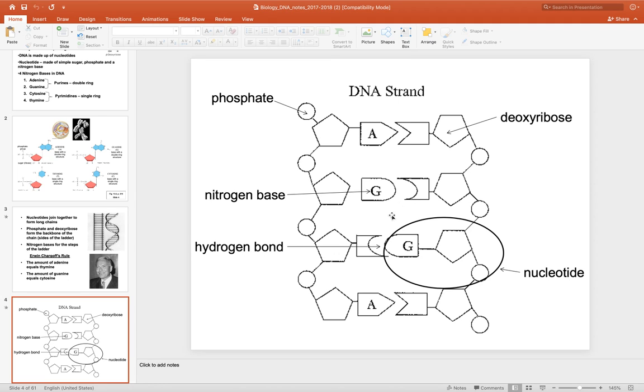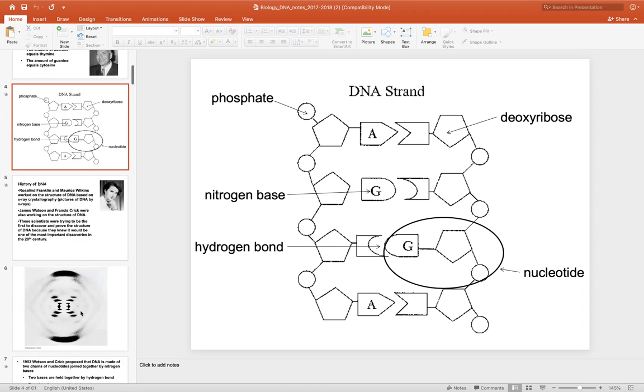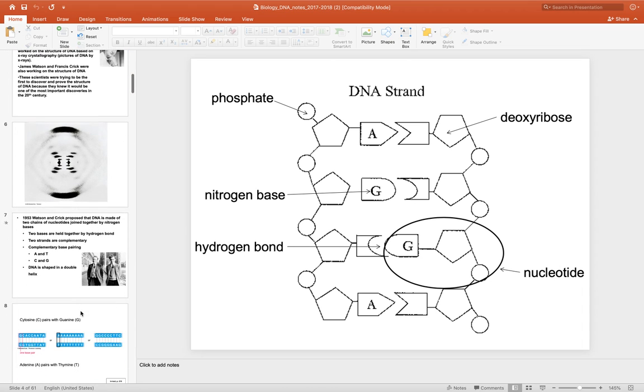Hydrogen bonds exist in between each one of these, and these hydrogen bonds are really important in keeping that DNA strand together. So if we want to replicate our DNA, if we want to copy DNA, if we want to make sure that we're able to analyze DNA, we must break those hydrogen bonds, and we'll talk about that later.